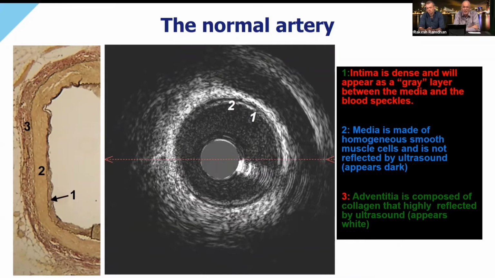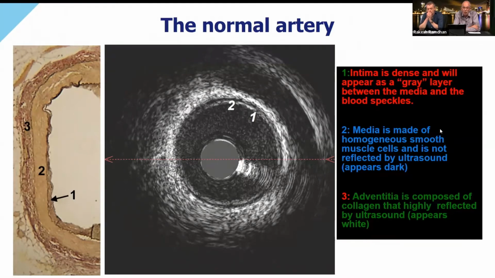Then we can recognize 3 layers, actually 2.5 layers. One, the intima, we can see the media, and we can see the leading edge, the inner side of the adventitia. Now the intima is the inner side and will appear as a gray layer between the media and the blood speckling. We're talking about a normal intima in this case. And the media is made of homogeneous smooth muscle cells.